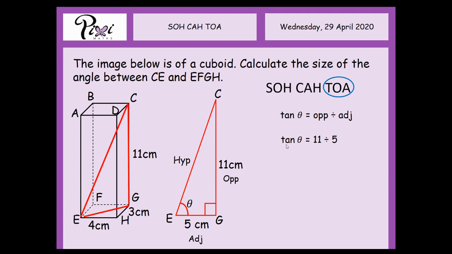Remember to get rid of the tan. At this point, we're going to use our inverse tan and then put the 11 divided by 5 in our calculators to give you an answer of 66.